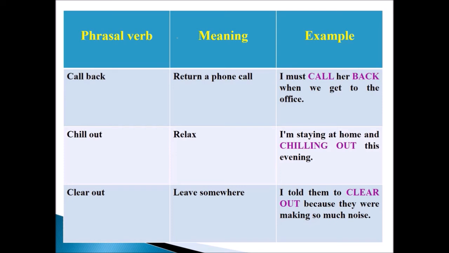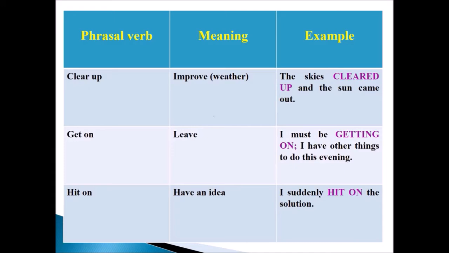Next phrasal verb is chill out. Chill out means relax. Now let's see one example sentence. I am staying at home and chilling out this evening. The next phrasal verb is clear out. Clear out means leave somewhere. Example sentence: I told them to clear out because they were making so much noise. The next phrasal verb is clear up. Clear up means improve weather.